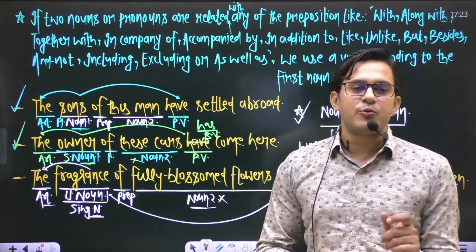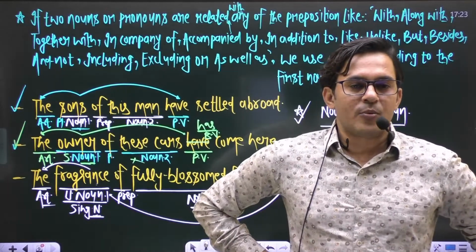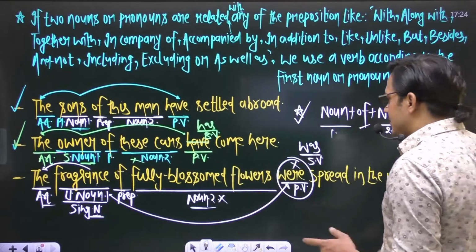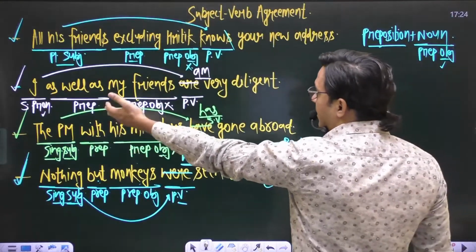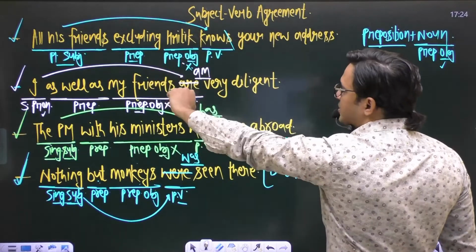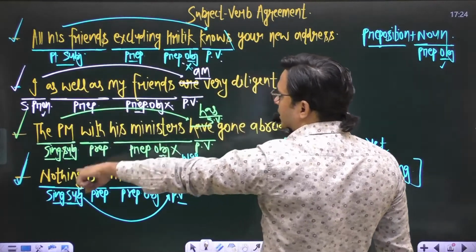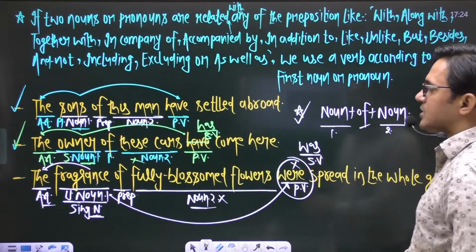Are you getting my point? Yes, guys, just comment. Are you getting my point? Are you getting this concept, noun of noun? This one is the first concept. After prepositions we get a prepositional object. So the verb is used according to the first noun, pronoun, according to the subject. This one was the first concept and this one is the second.